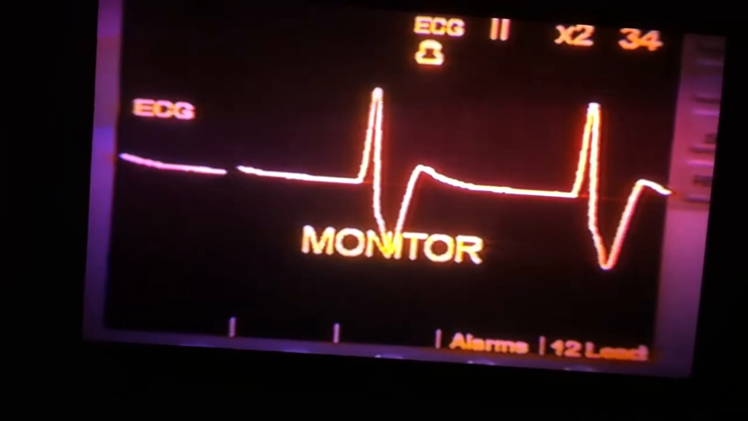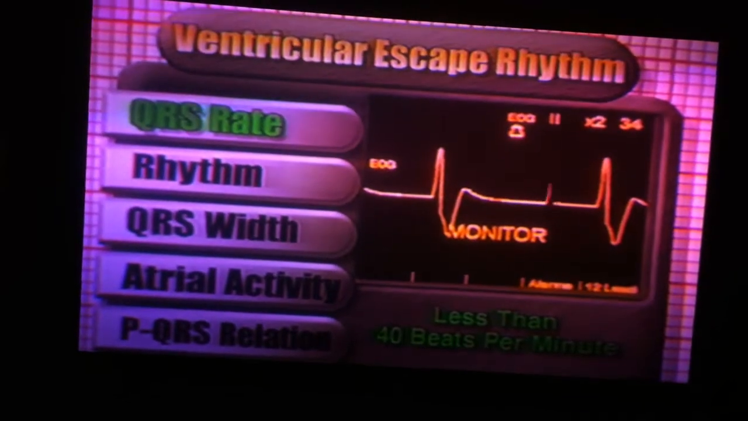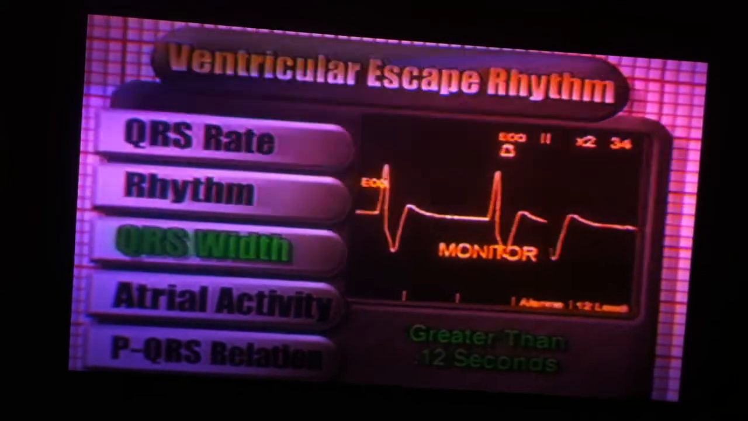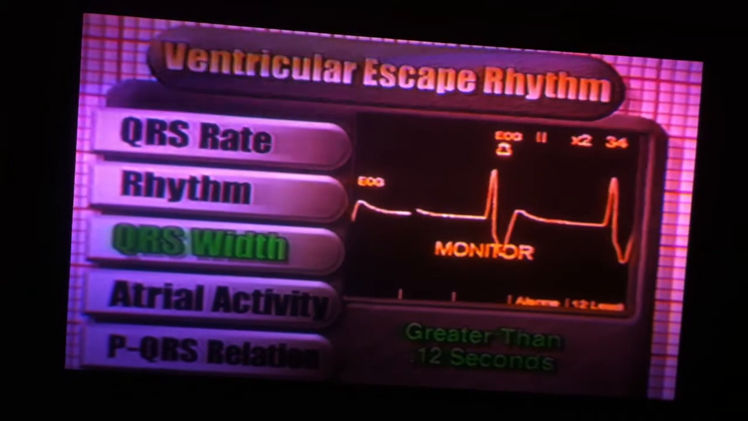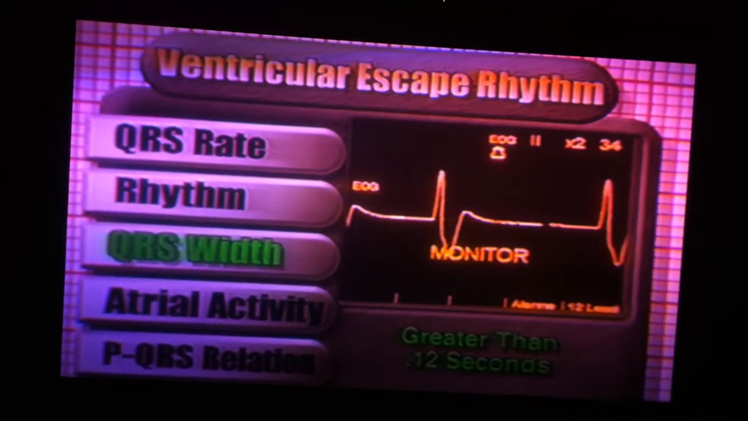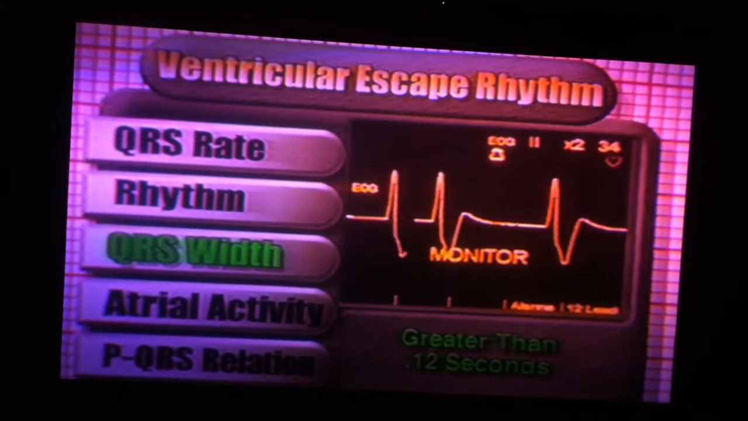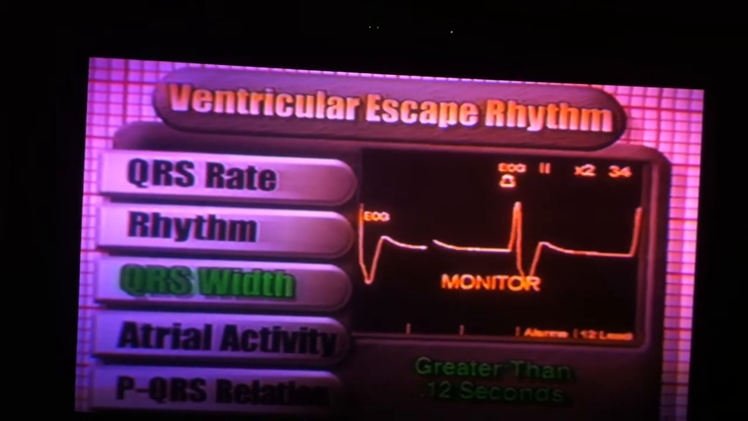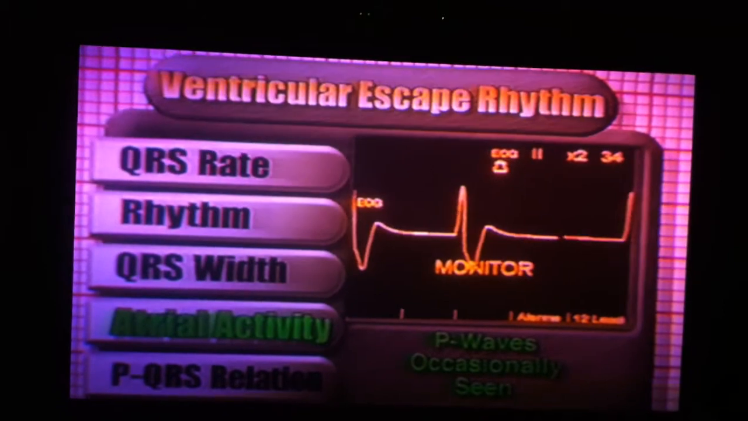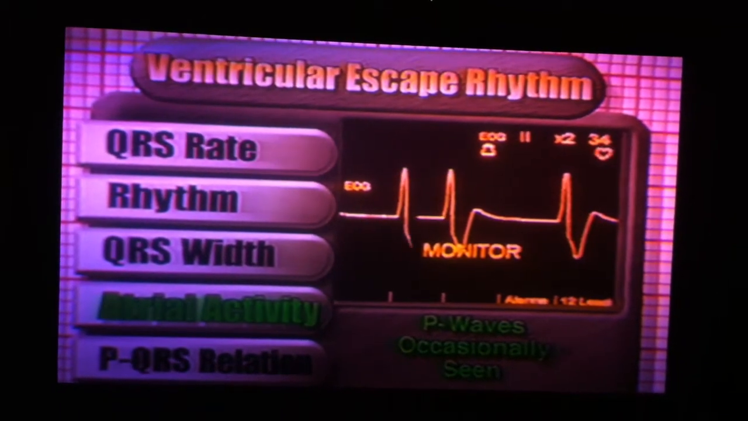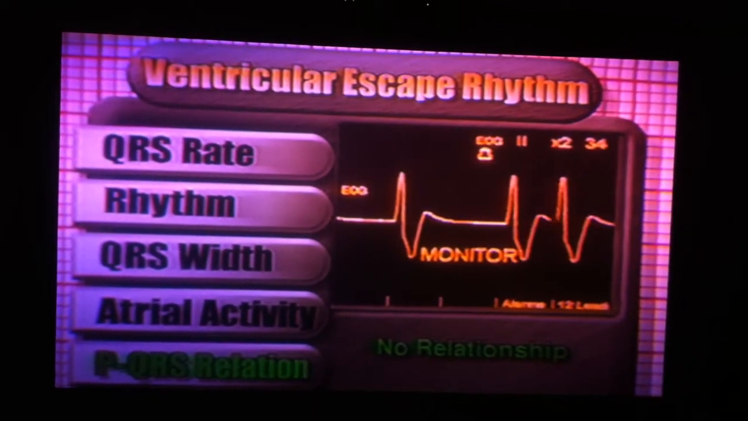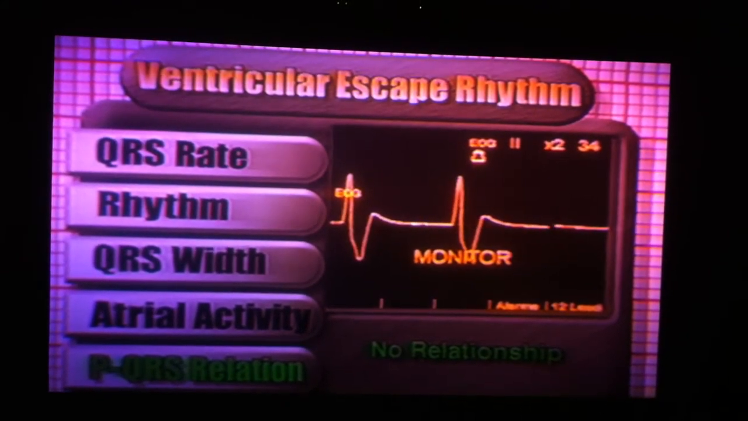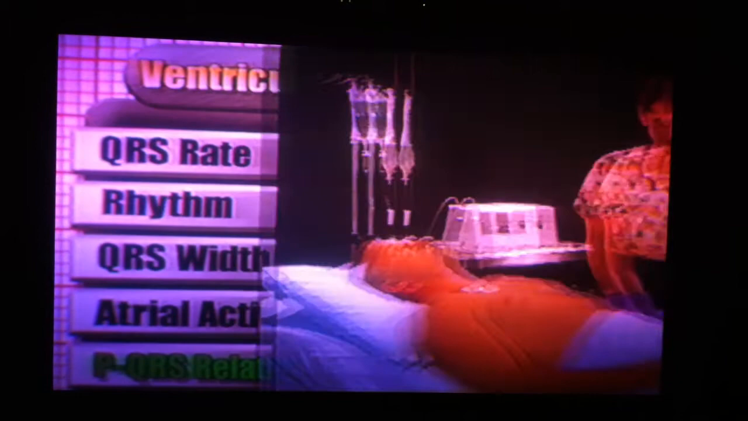The features of a ventricular escape rhythm are that the rate is less than 40 beats per minute and the rhythm is regular. Impulses for ventricular escape rhythms originate in the Purkinje fibers. This type of conduction is slow and will generate wide QRS complexes that are greater than 0.12 seconds wide. P waves may occasionally be seen but have no relationship to the QRS complexes. Ventricular escape rhythm is sometimes also called idioventricular or agonal rhythm.